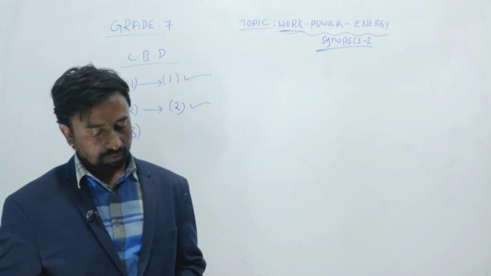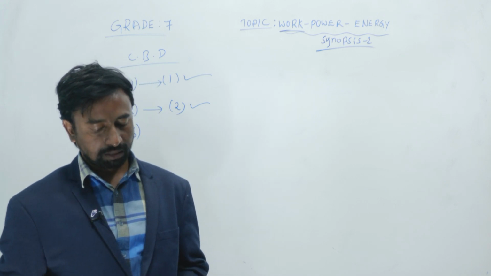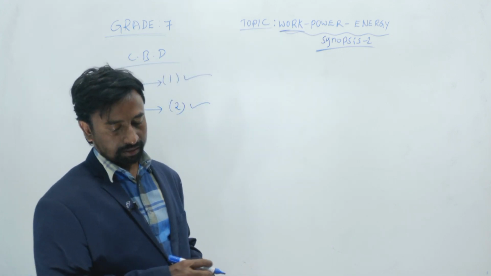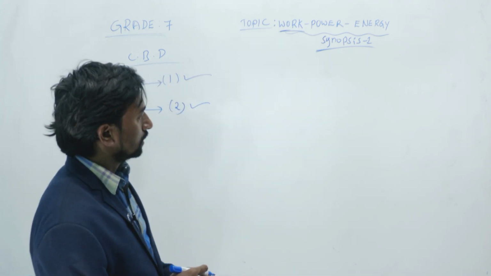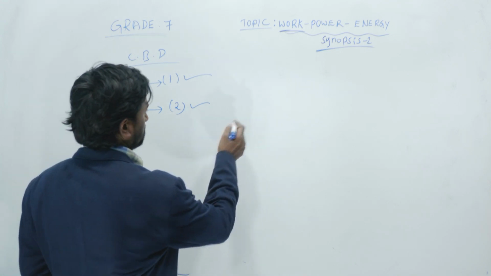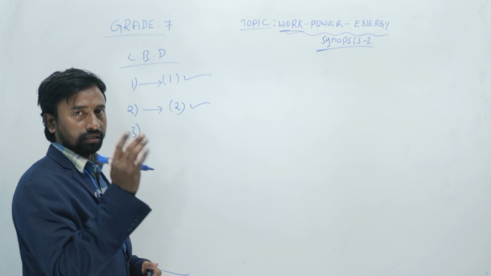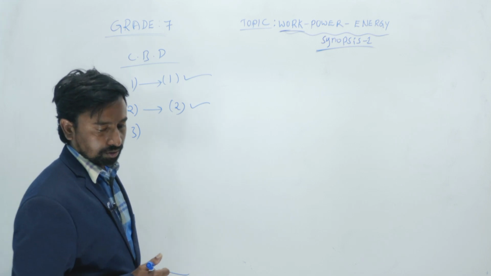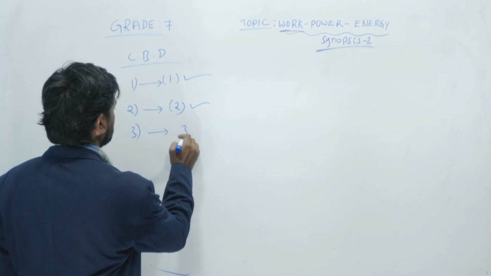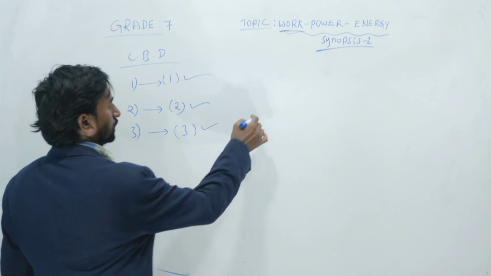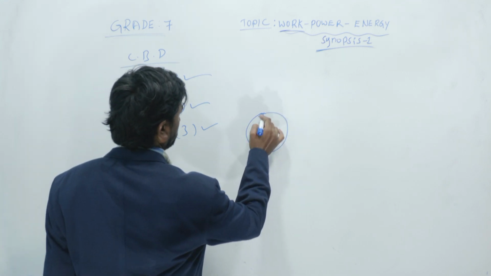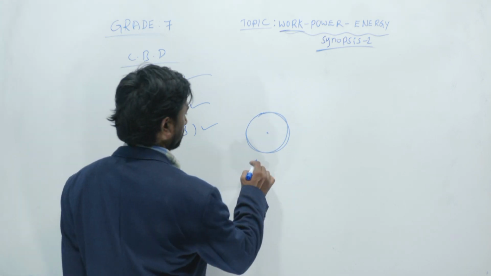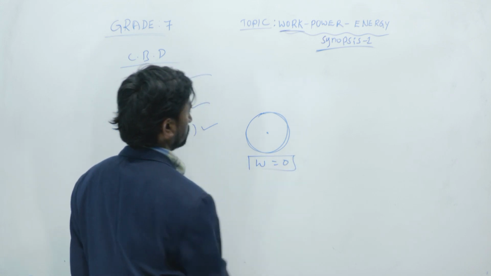And the third one: when a body moves in a circular path, what is the work done? If the body is moving in a circular path, for one rotation the displacement will be 0. If the displacement is 0, then the work done is 0. So the third option is zero work done, because W equals 0.